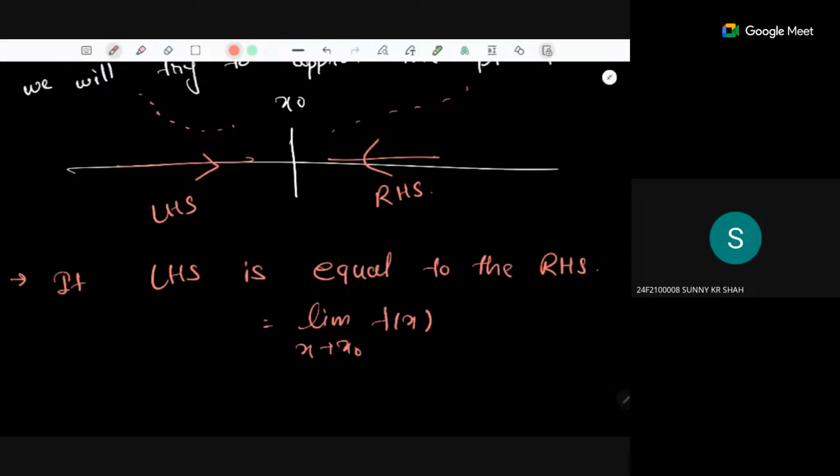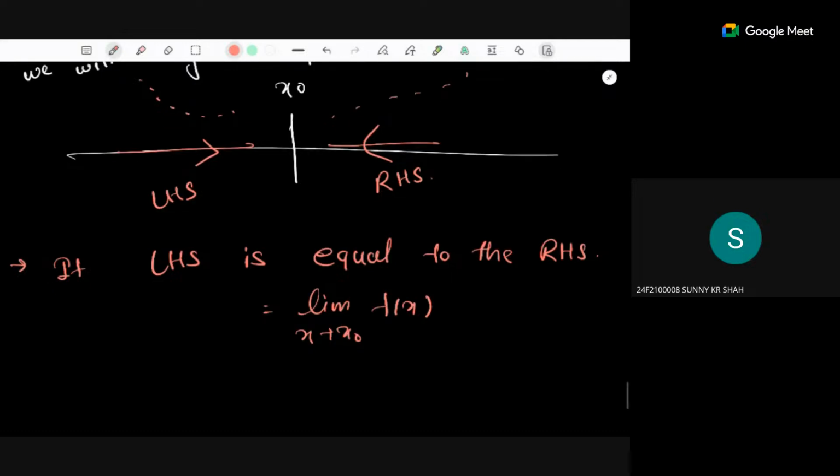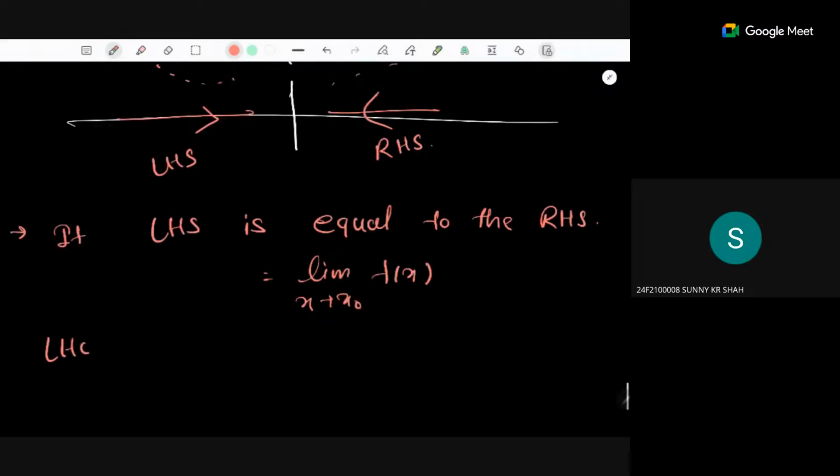Right? So what we need to do is approach the function from the left hand side of the point and from the right hand side of the point, and if we reach a finite, unique location, that will be the limit of the function. Okay, so this is the left hand limit.